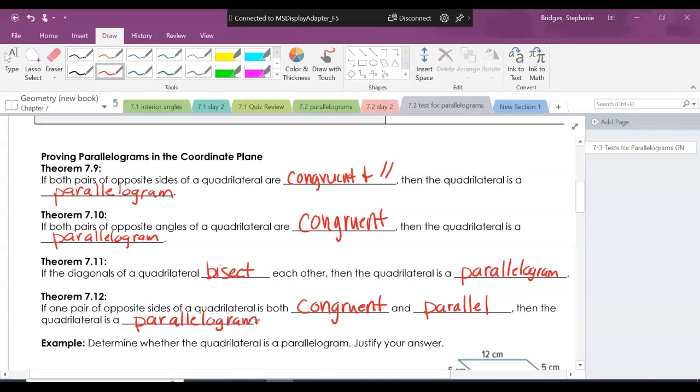Okay, so the way that would look if I were drawing it and marking it, and I were to ask you if it's a parallelogram, it would be one pair of sides are both congruent and parallel. So you would have the congruency marks and the parallel marks. Okay.